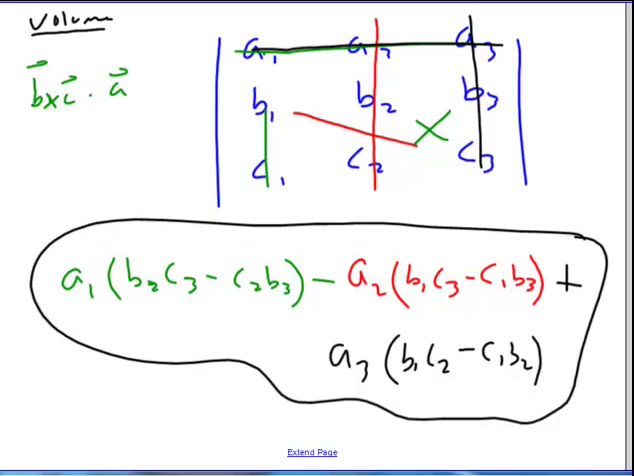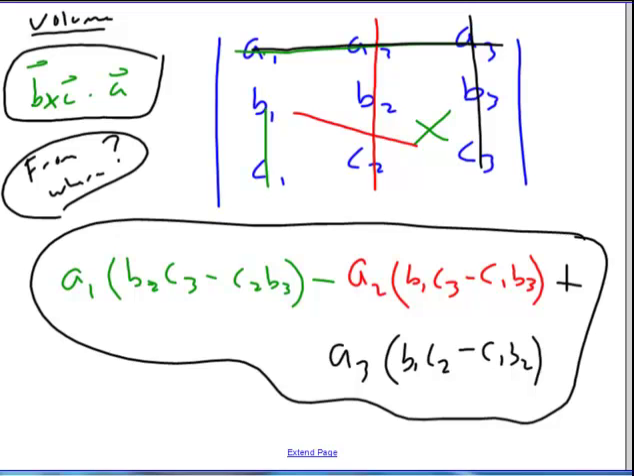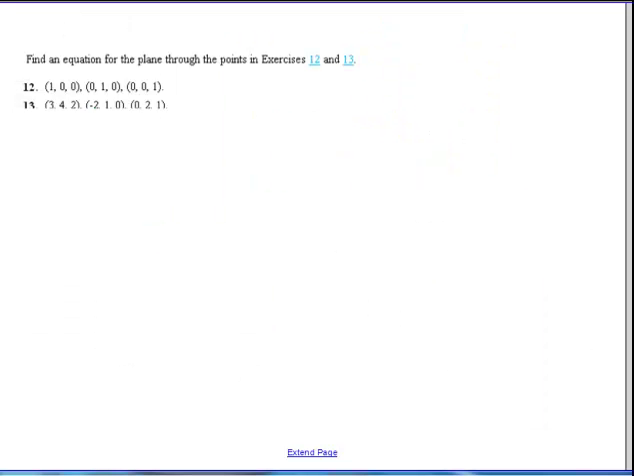But more important than memorizing this equation is recognizing how we were able to use both the cross product and the dot product to express the volume. You really want to understand, not just memorize this equation, but where it comes from. So you should be expected to explain that after watching this video. Alright, so let's just do one problem. We're going to do problem 12, and this will finish off our discussion of cross products.